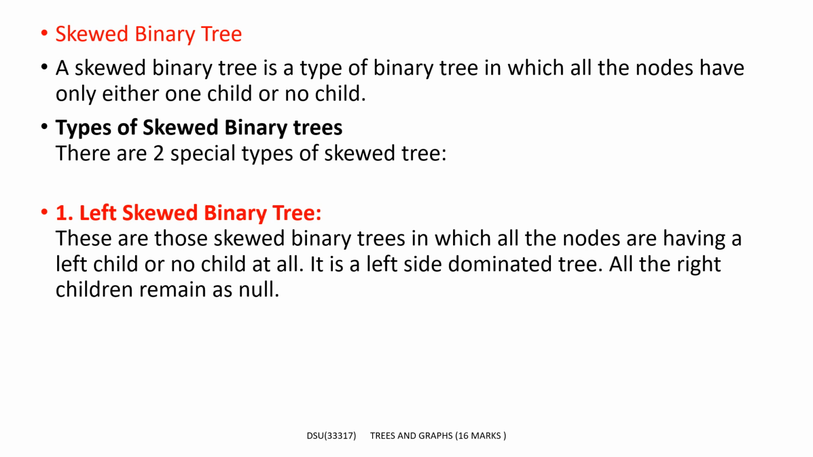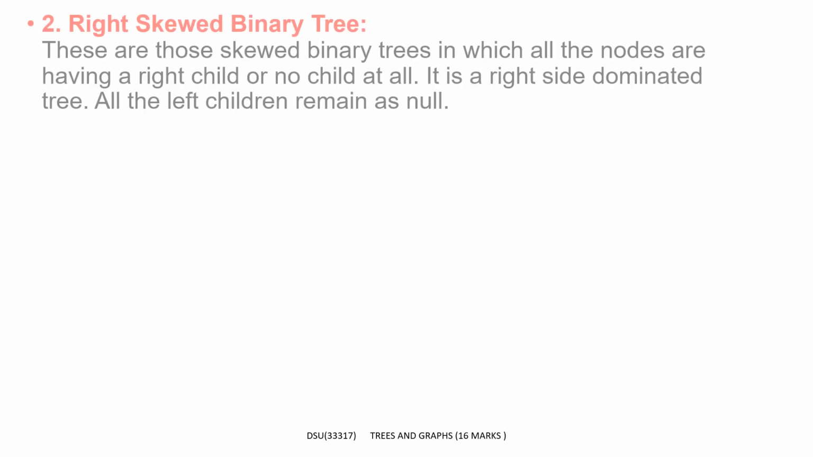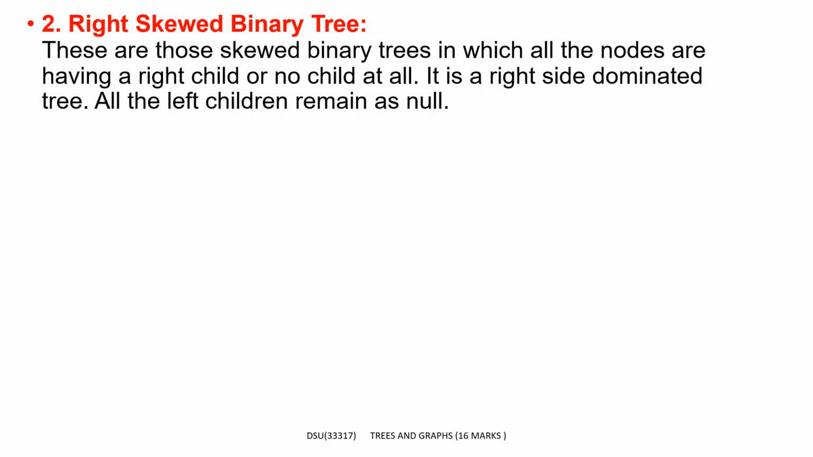You see, in the left skewed binary tree, there are only left-side children. And the right skewed binary tree.